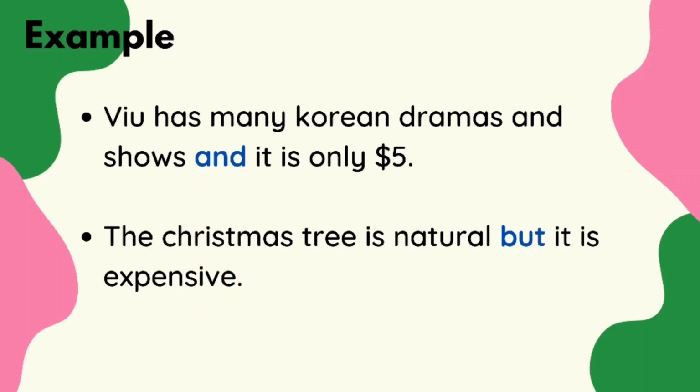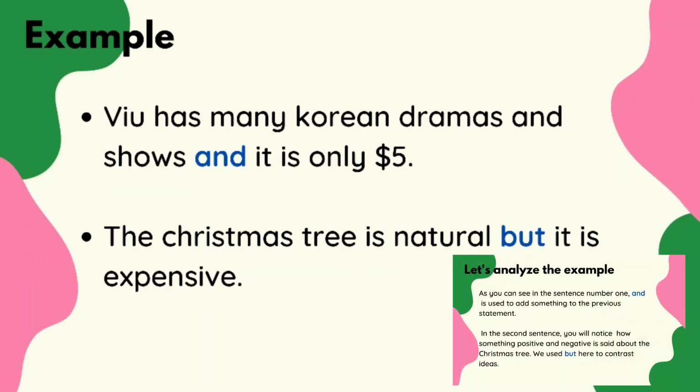Let's take a look at this example. VU has many Korean dramas and shows, and it is only $5. The Christmas tree is natural, but it is expensive. Let's analyze the example. As you can see in sentence number 1, "and" is used to add something to the previous statement. In the second sentence, you will notice how something positive and negative is said about the Christmas tree. We use "but" here to contrast ideas.